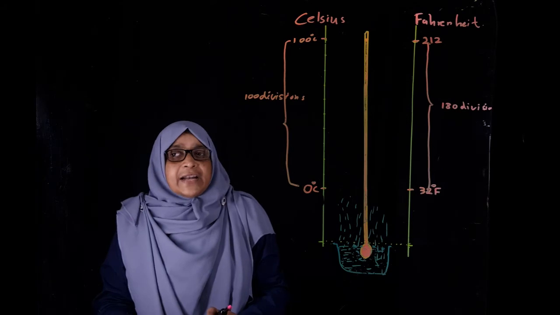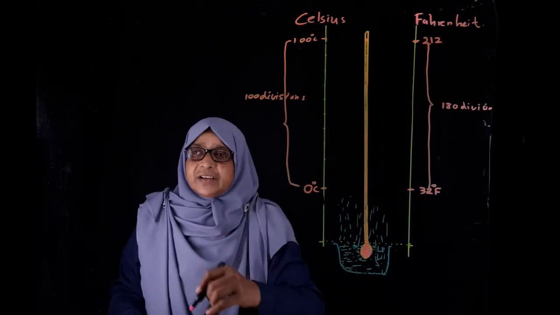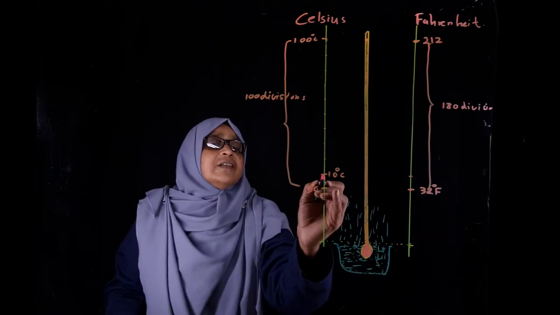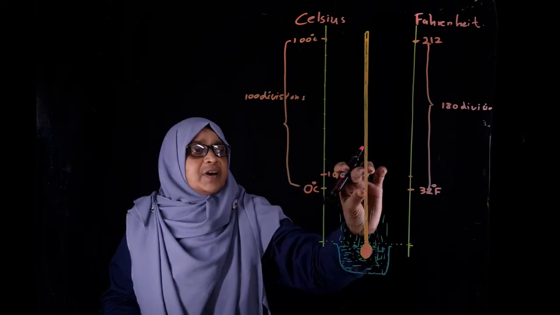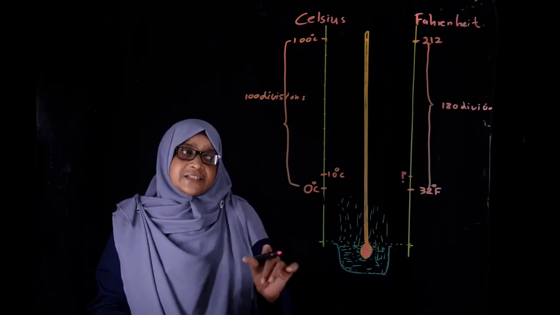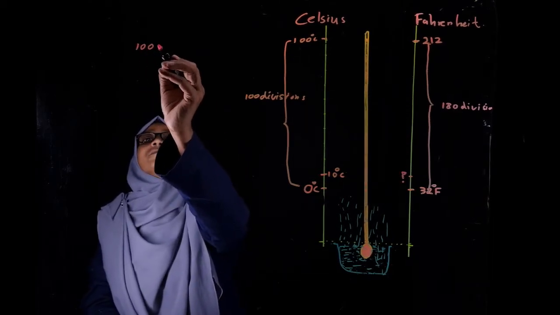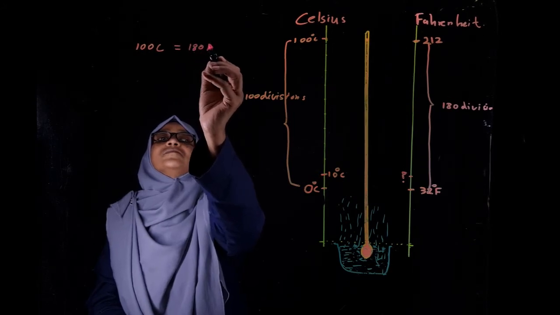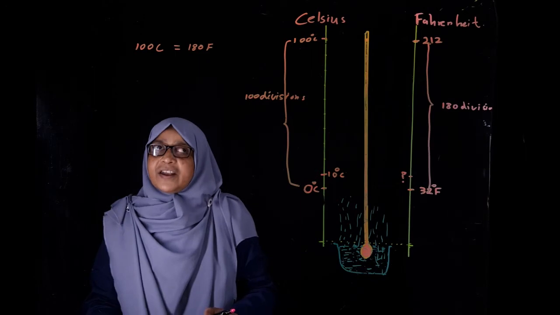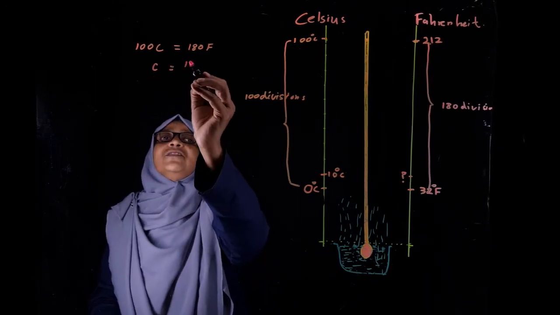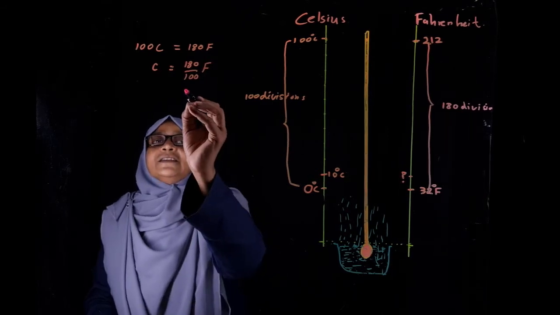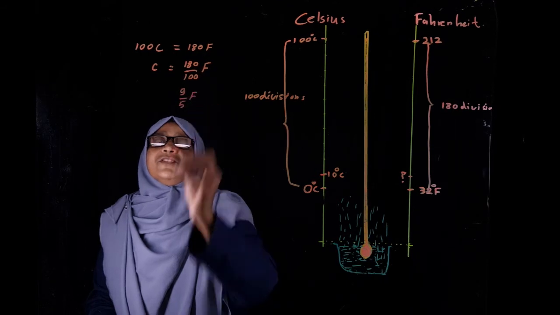Okay, now let's do some calculations on these scales. If we consider this is 10 degrees Celsius, we know there are 10 divisions up to this much. Then how many divisions are there in this Fahrenheit scale? This is the way. 100 divisions in Celsius scale is equal to 180 divisions in Fahrenheit. Then one division in Celsius is equal to 180 by 100 divisions in Fahrenheit. That is 9 by 5 divisions.